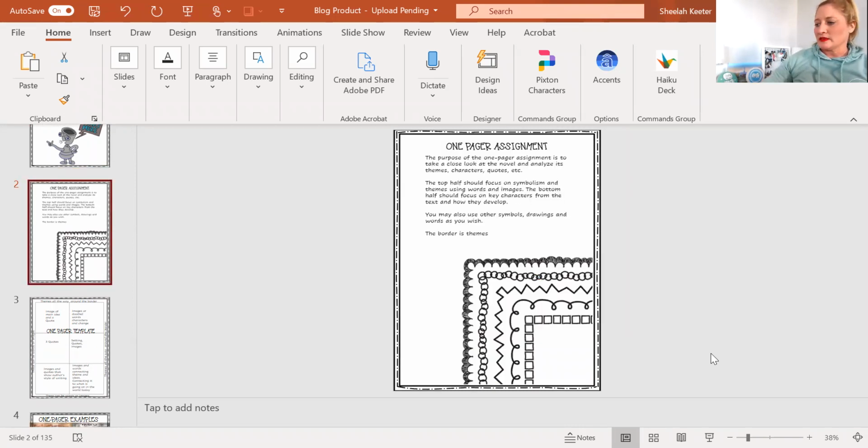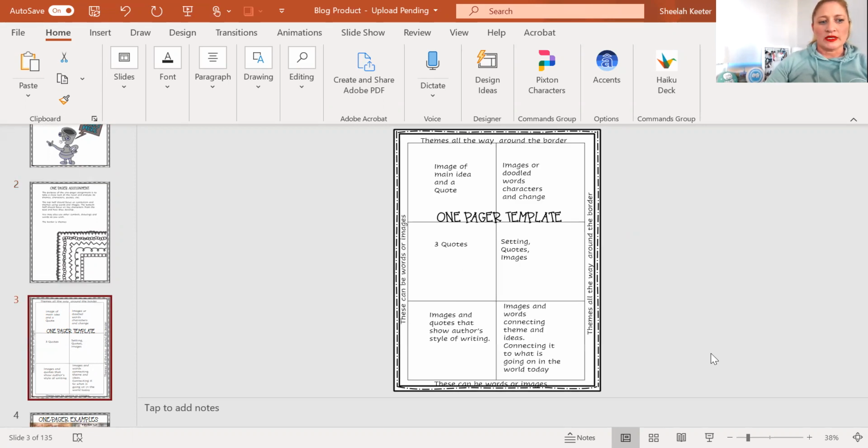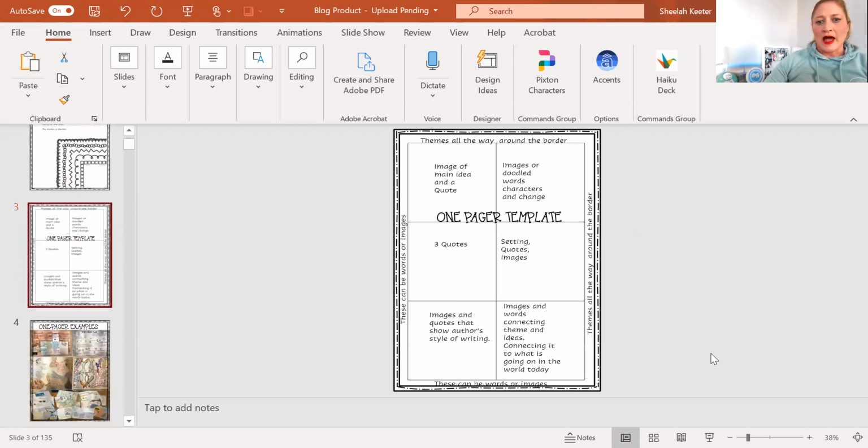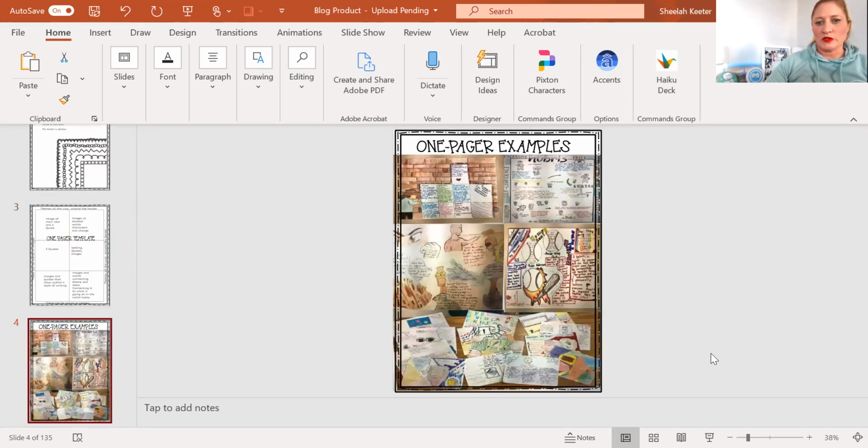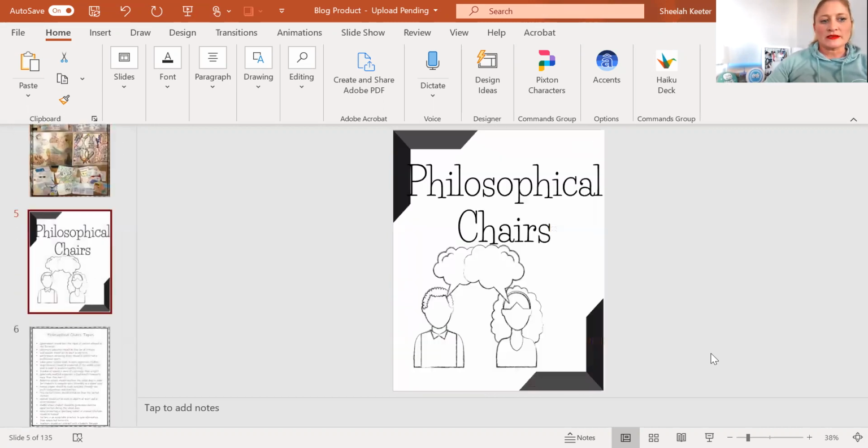So the first one I would like to talk about is the one-pager assignment. The purpose of the one-pager is to analyze themes and characters. And it's a very creative, in-depth way for students to analyze a novel. So you can see here I have a template that's used, and here are some one-pager examples that students have put together.